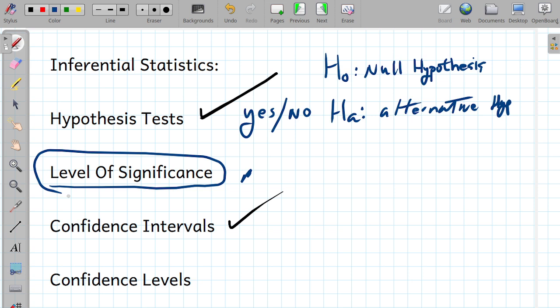But this is usually given by the Greek letter alpha. I have more to say on this in another slide, but my point is we have to have some criteria that allows us to say this has stopped being a result that is easily attributable to random sampling variability. In other words, luck. And now the phenomenon that we're measuring is not due to luck or random sampling variability, but perhaps due to some underlying mechanism.